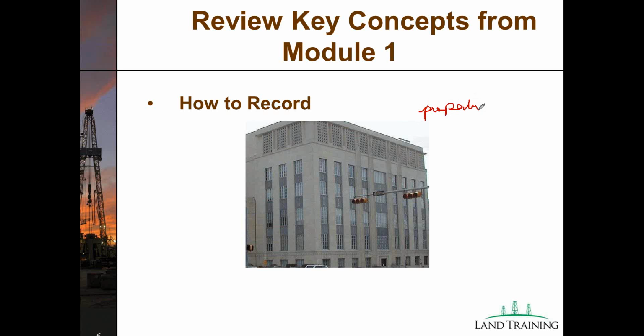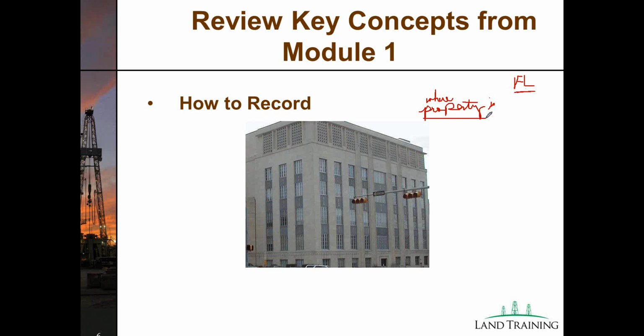So if someone lives in Florida and they own property in Oklahoma, and the Florida person sells their Oklahoma property but records it in Florida, that is not a valid recordation. It's got to be where the property is. Okay, and just think about it. If that document is filed in Florida and someone's tracing title in Oklahoma, they're never going to find that Florida deed. So it doesn't make any sense to file it where the person lives. It has to be recorded where the property is.